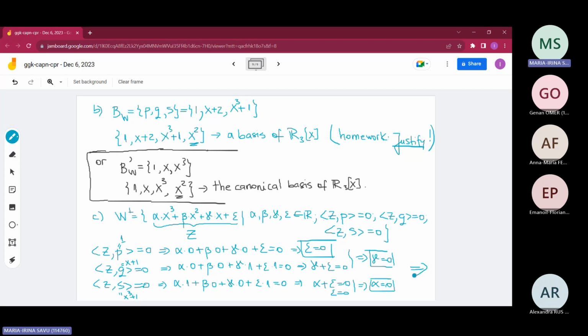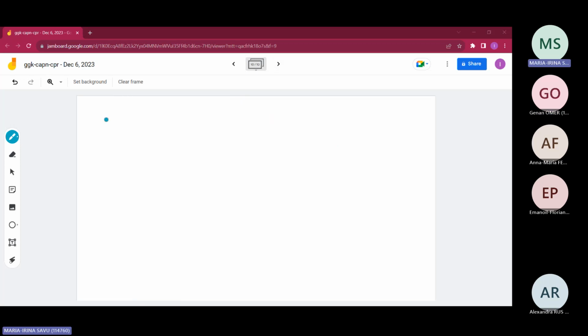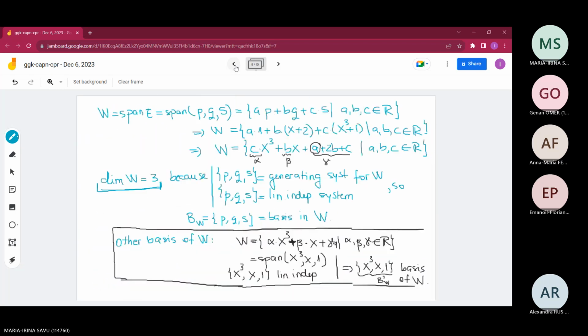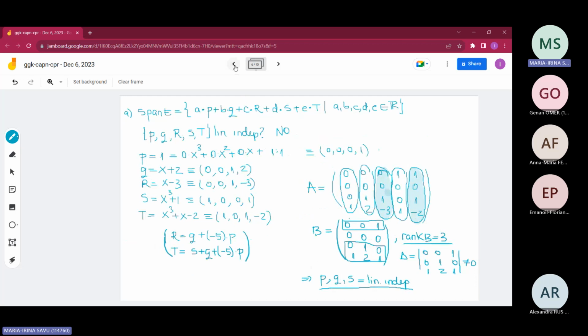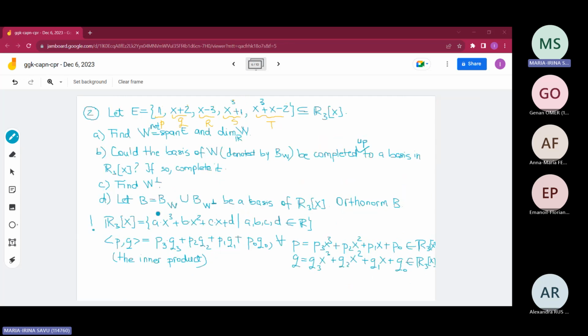So actually, W perpendicular consists of what polynomials? Beta x squared, exactly. W perpendicular is beta x squared with beta in R. Okay, and this was point C. Let's go to point D. We have the relation between a basis of W and a basis of W perpendicular, which will be a basis of R3[x], and we want to orthonormalize it.